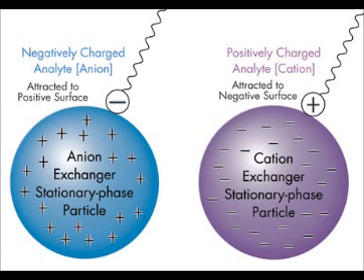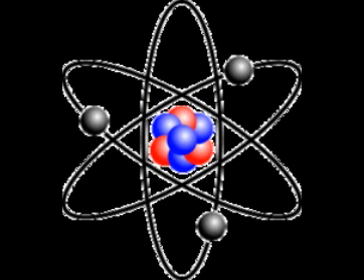Cation, an ion or group of ions having a positive charge and characteristically moving toward the negative electrode in electrolysis. An atom is a fundamental piece of matter. It is made up of three tiny kinds of particles called subatomic particles: protons, neutrons, and electrons.